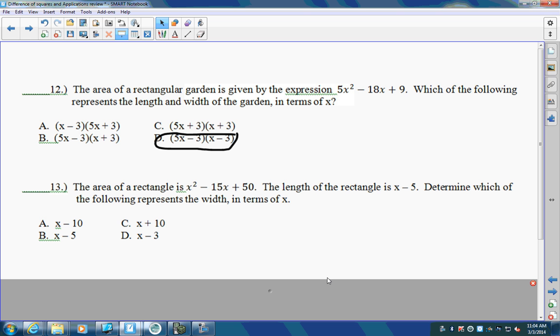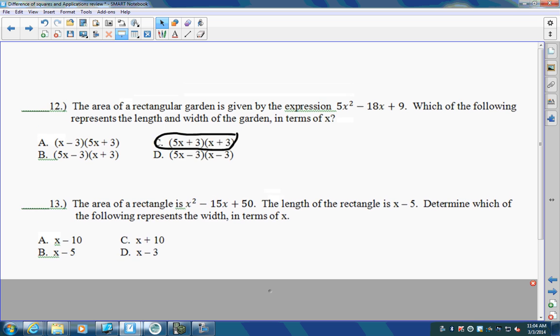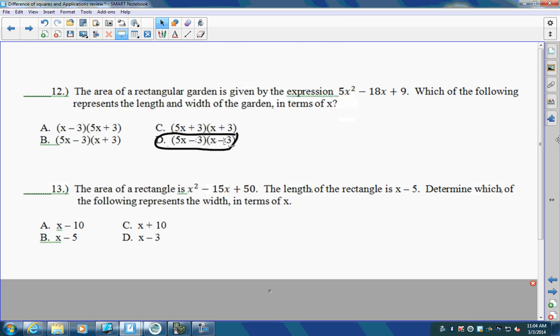Number 13 says the area of the rectangle is x squared minus 15x plus 50. It says the length is x minus 5. Which of the following is the width? Okay, so what it's saying is that one of the things I have is x minus 5. It already gave that to me.